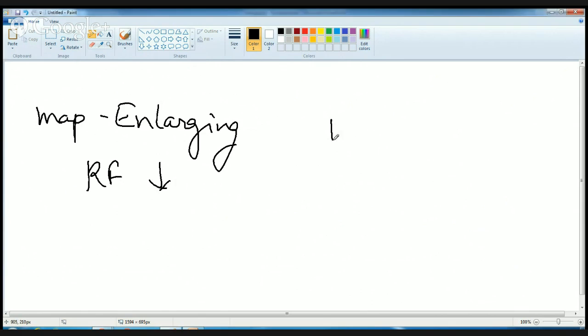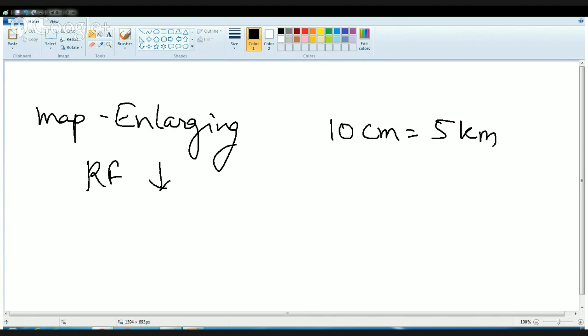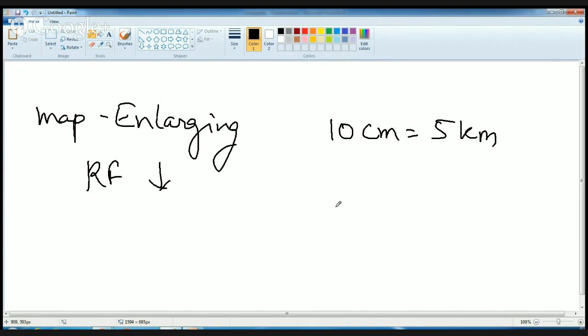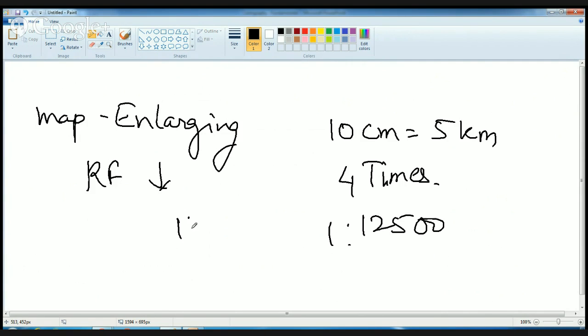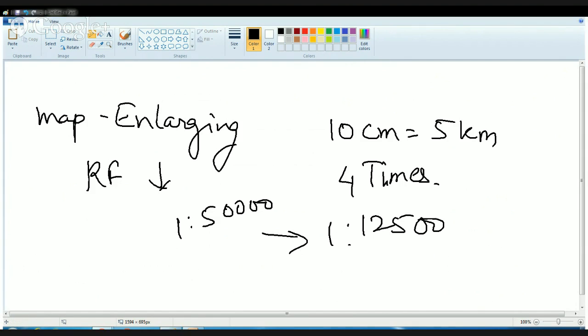So if the original map has a scale of 10 centimeters is equal to 5 kilometer, what would happen is, if it is enlarged by 4 times, the new scale would be, so you are enlarging this by 4 times. So what would be the new scale? So the new scale would be 1 is to 12,500. So since you are enlarging it, the RF is decreasing. So RF is decreasing from 1 is to 50,000 to 1 is to 12,500.